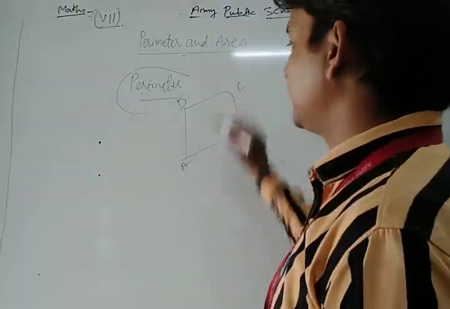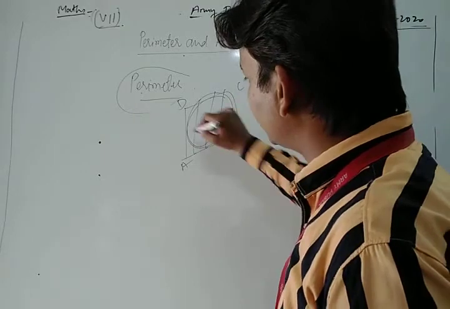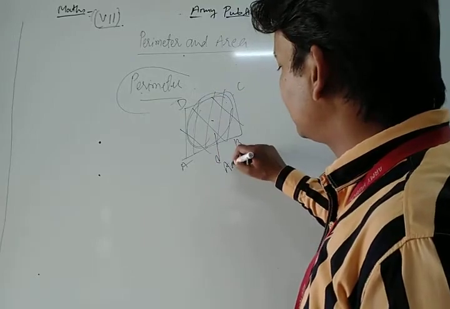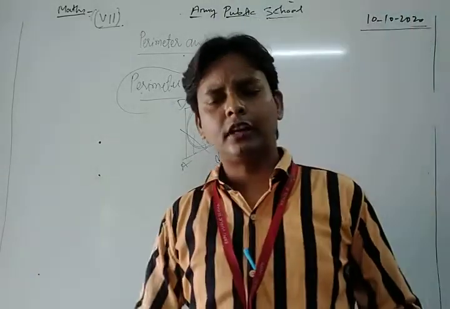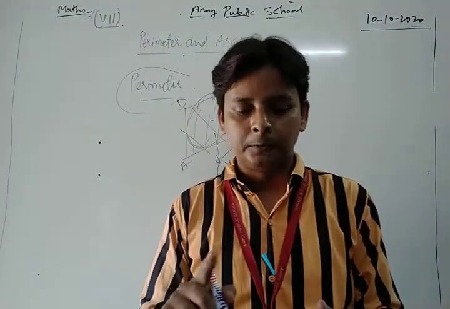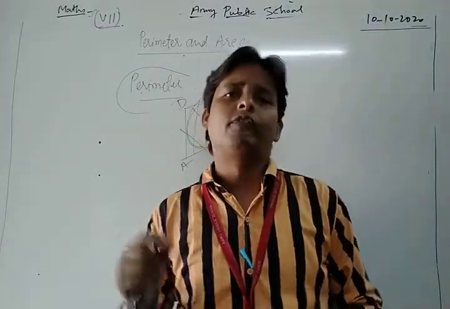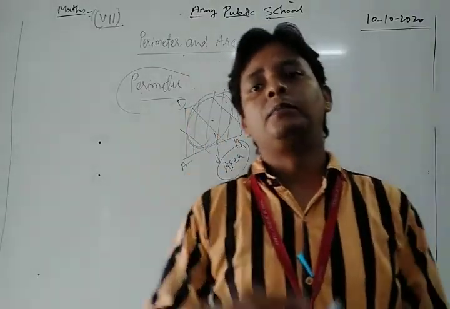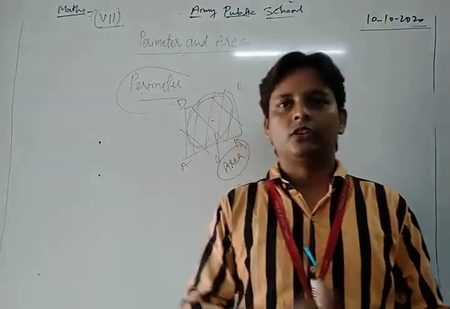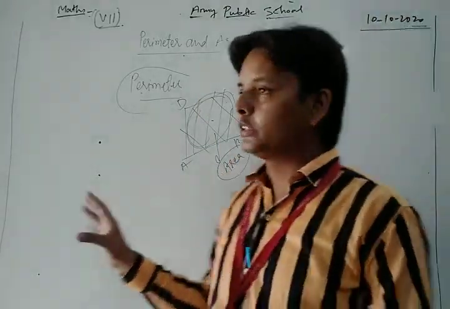Now we discuss the area. The region occupied by any geometrical figure, here the square, is known as the area of the geometrical figure. Thus, in this way we clear the concept between perimeter and area. Perimeter means the sum of all sides of any geometrical figure, and the region occupied by any geometrical figure is known as the area of that figure. Now we are going to discuss some important formulas.